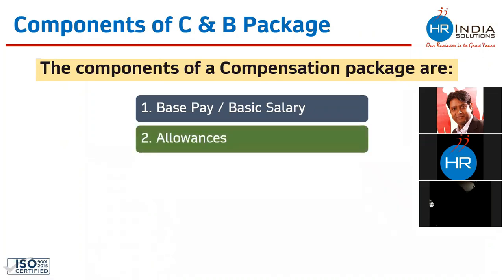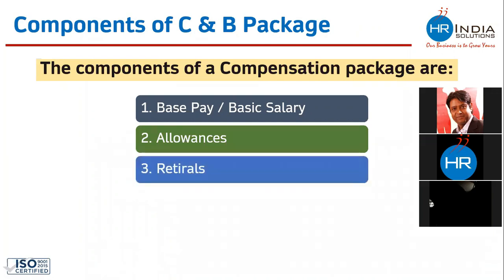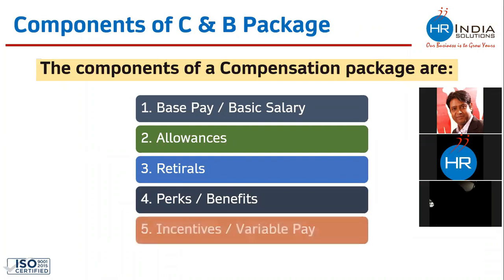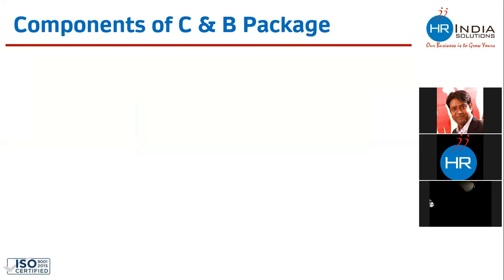Second is to fix the allowances. Whenever you are fixing the allowances of the employee, always consider the tax applicability on those allowances to reduce the tax liability of the employee. Third is to calculate the retirals and the statutory contributions on behalf of that employee. Fourth is the perks and benefits depending upon your company's policies. Fifth is the incentives and variable pay depending upon the position demand, if the position is a sales or marketing profile or any profile which has some targets or achievement programs. So these are the 5 steps that we need to follow at the time of CTC designing.